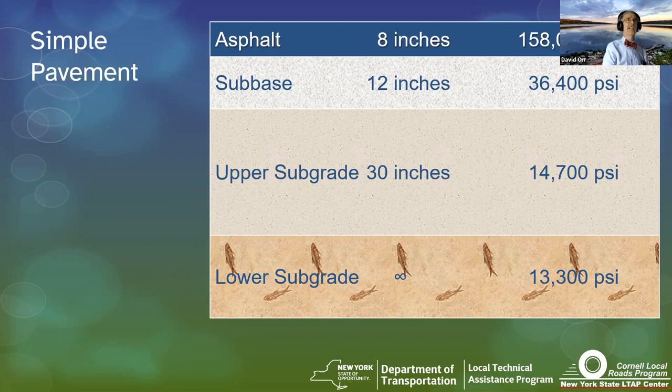You round up to 8 inches, 12 inches of subbase, and we're going to assume the top part of the subgrade behaves a little different than the lower subgrade because it's affected by freezing and thawing. And that's actually a very common thing you should be doing anywhere in the frost parts of the world, which is i.e. most of New York.